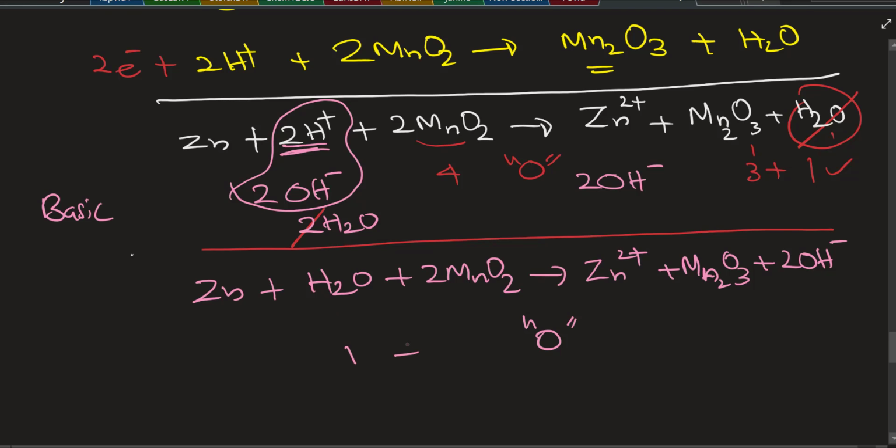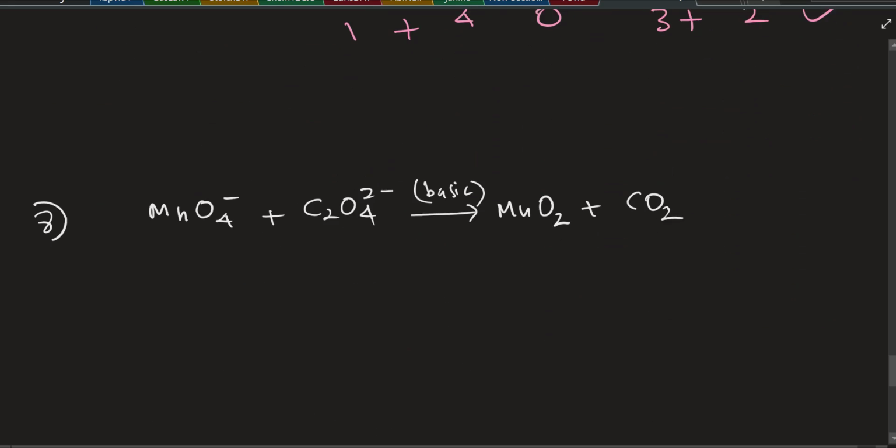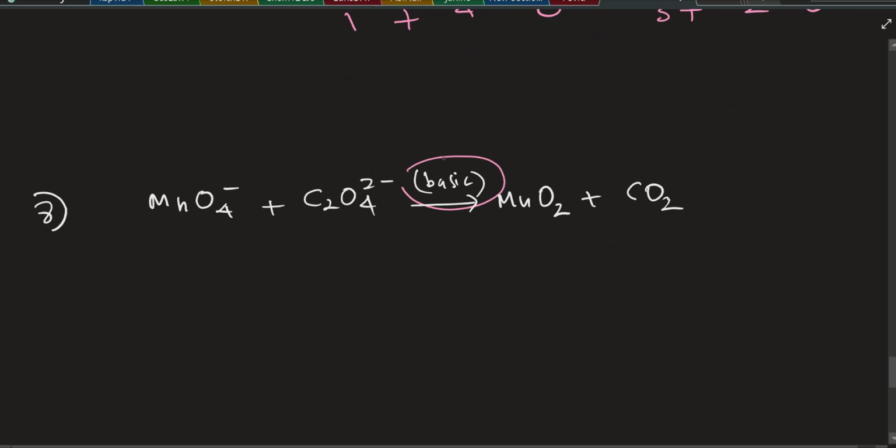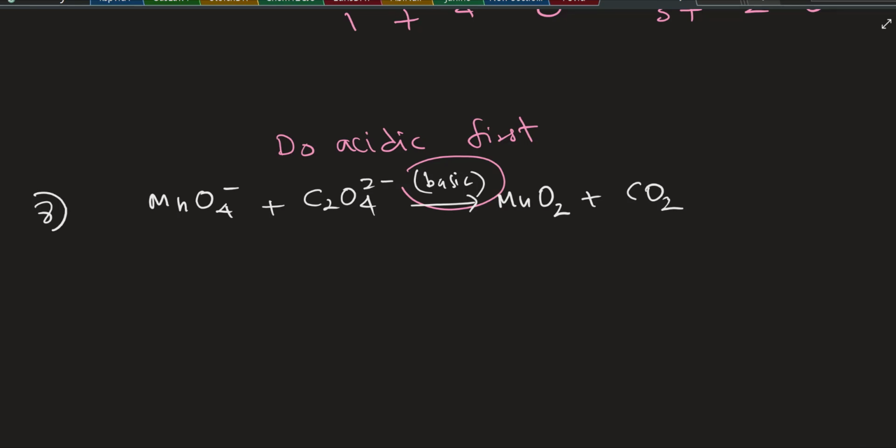You still can check O, just to see. So here's 1, here's 2 times 2, 4, altogether 5 oxygens on your left. And this side, 3 plus 2, 5 oxygens. So voila, the basic is also good. Alrighty, one last thing to do. Again, this is basic. Now again, do the acidic as you know.